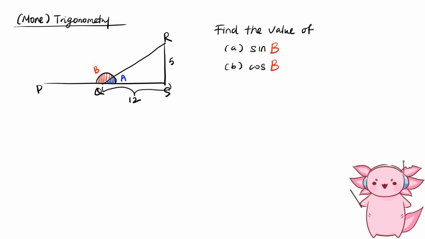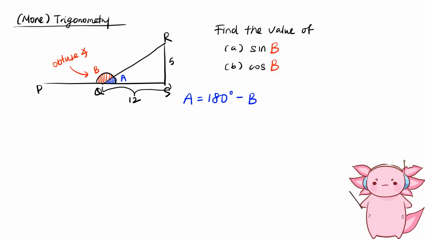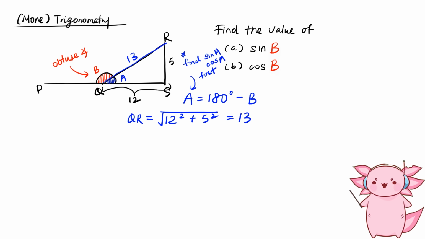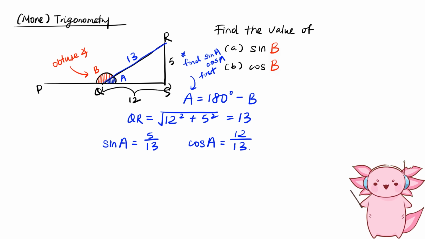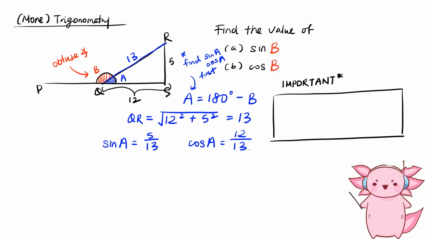Let's say a question asks you to find the sine and the cosine value of this obtuse angle B over here, which may seem impossible, but that's where you gotta get creative. Since A is 180 minus B, the trick is to find the value of sine A and cosine A first. So using Pythagoras theorem and the same Tuakaso method, sine A is equals to 5/13 and cosine A is equals to 12/13.